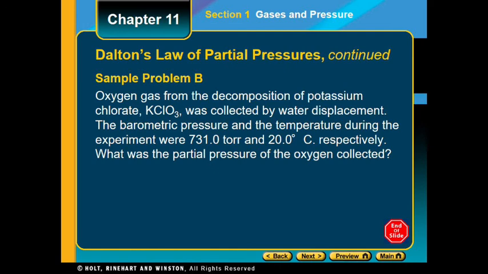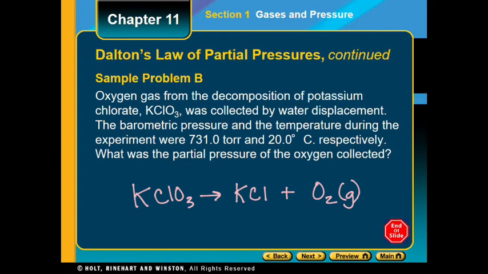So if I look at the equation that would go with this, we've got the decomposition of potassium chlorate. It decomposes into potassium chloride and oxygen gas.